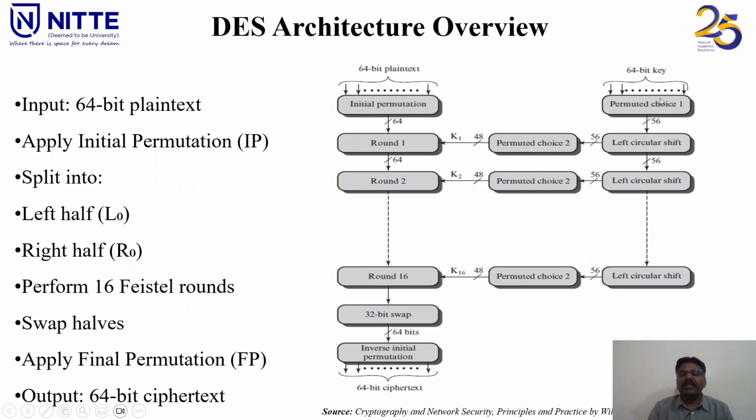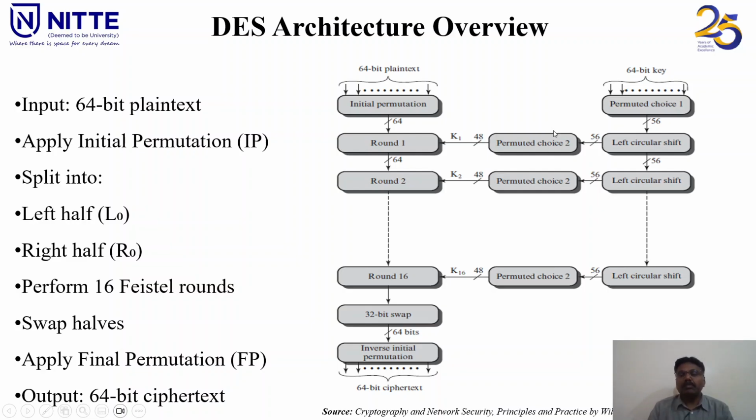And at the right side, for the 64-bit key, we perform permuted choice 1. At the very first stage, we eliminate every 8th bit of the 64-bit key. So from that permutation choice, we get 56 bits. From those 56 bits, we perform the left circular shift operation by 1 bit. Then we perform the permutation once again.